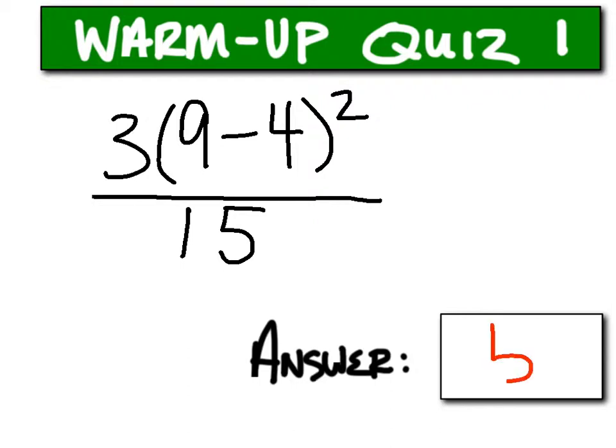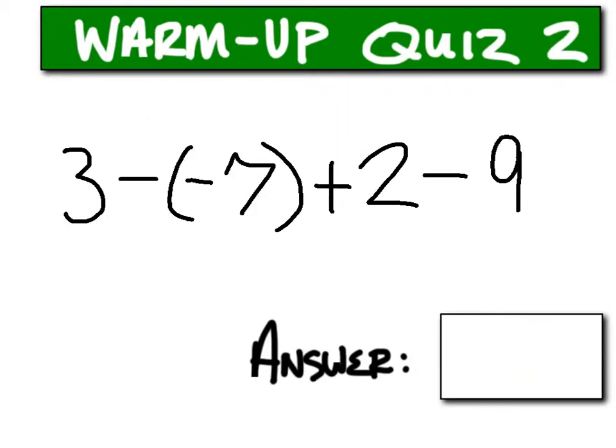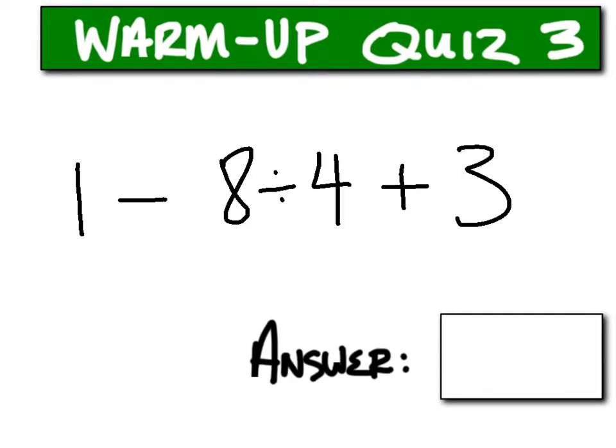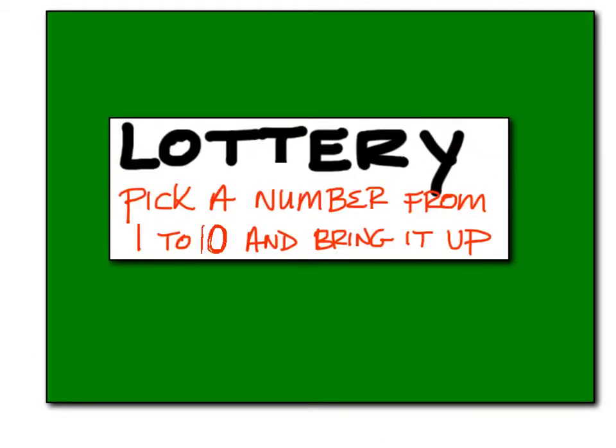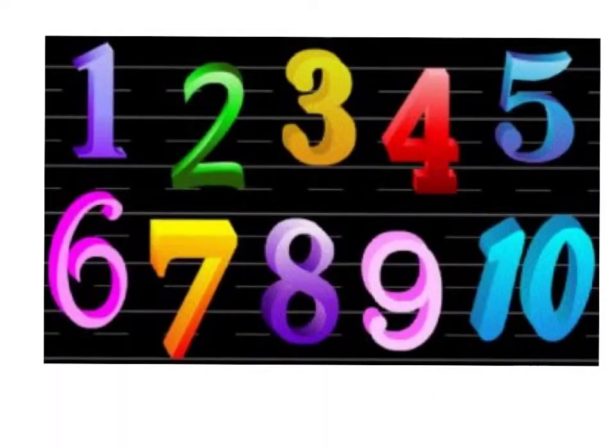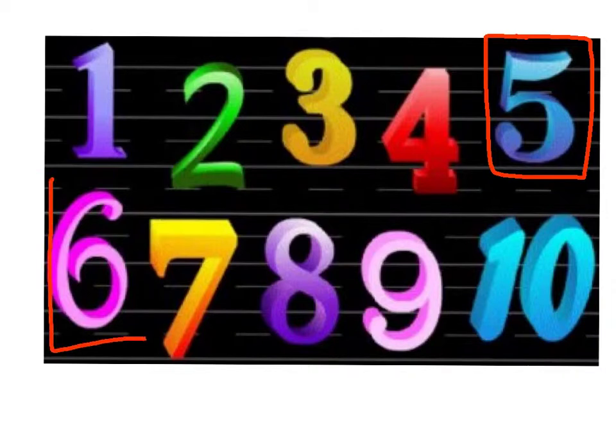Alright, answer for this one should be 5. Number 2, answer to that one should be 3. Okay, answer for that one is 2. Okay, winning numbers for today are 5 and 6.